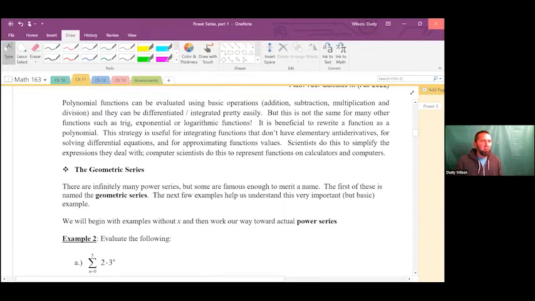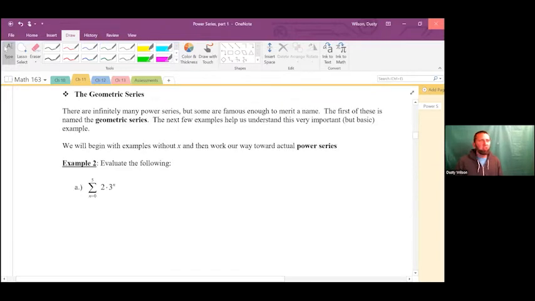But this is not the same for many other functions, such as trig, exponential, or logarithmic functions. So it's beneficial to rewrite a function as a polynomial, or in this case, a power series. This strategy is useful for integrating functions that don't have elementary antiderivatives, for solving differential equations, and for approximating function values. Scientists do this to simplify expressions they deal with. Computer scientists do this to represent functions on calculators and computers, etc. Super powerful, super valuable.